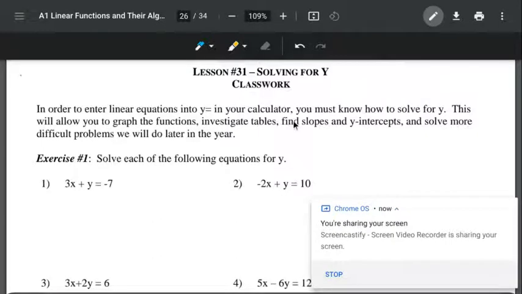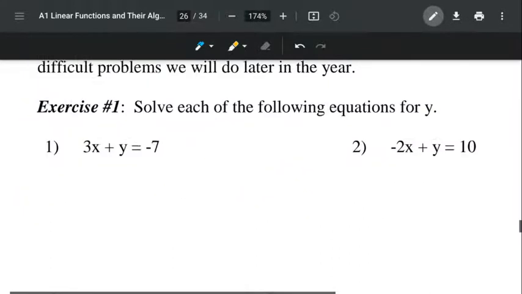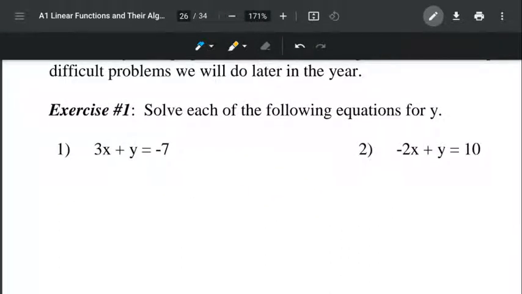Welcome back. Today we're doing lesson 31 on page 26. We're solving for y. Now most of this we've done on our 5-minute quizzes, but we're still going to take a little bit of time to go through this and refresh our memories.